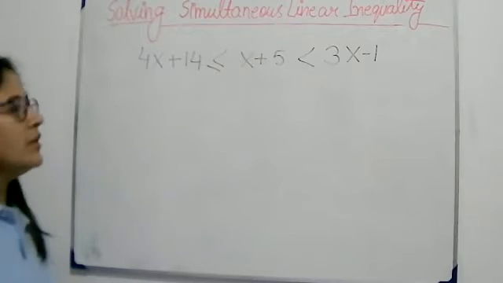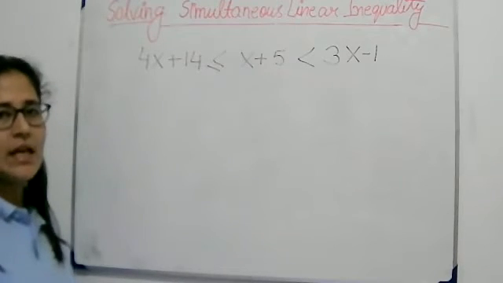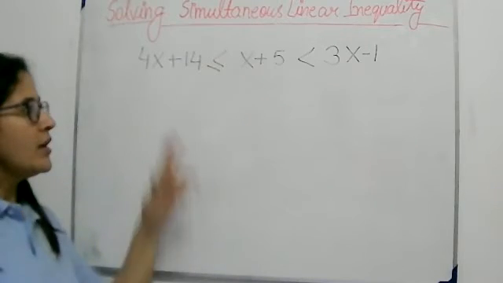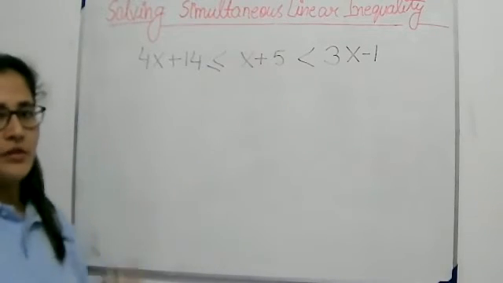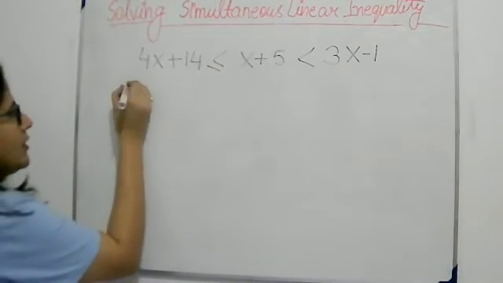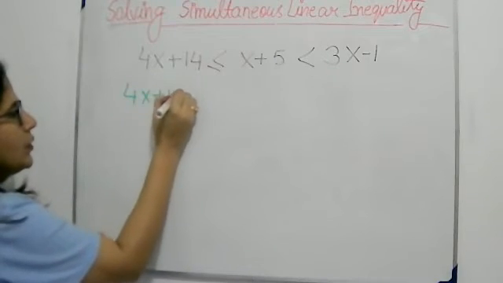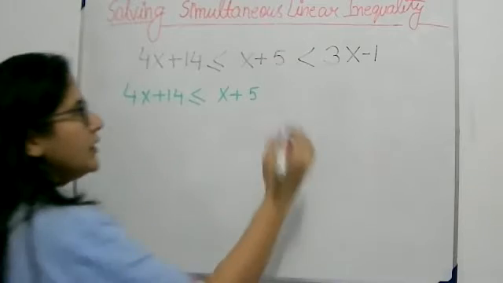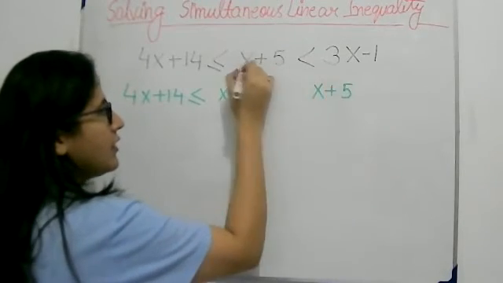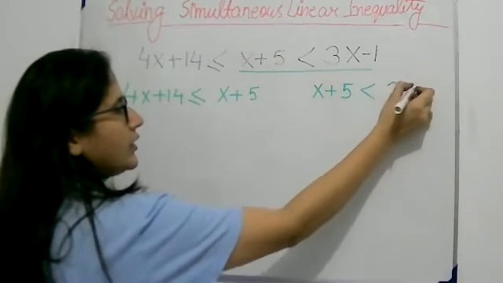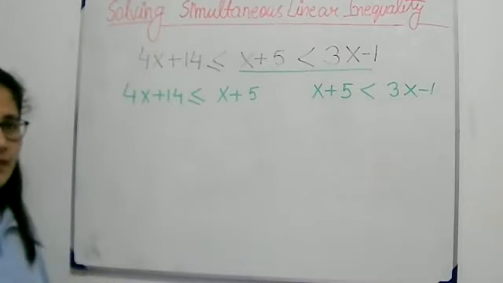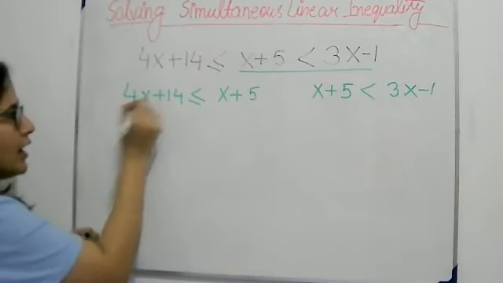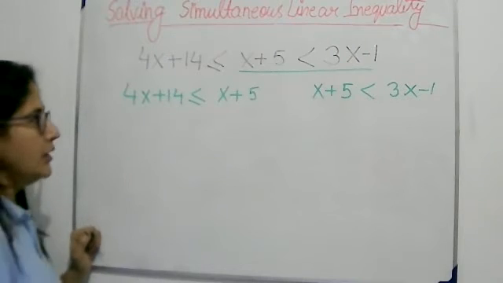See one more example. 4x plus 14 is less than or equal to x plus 5, which is less than 3x minus 1. We will write separately and solve each inequality separately. 4x plus 14 is less than or equal to x plus 5. Another is x plus 5 is less than 3x minus 1. Solve each inequality separately. We have to find the value of x as it is the variable.